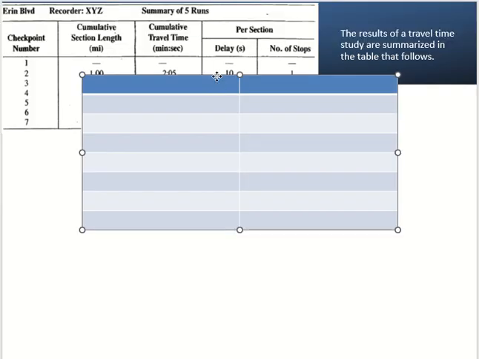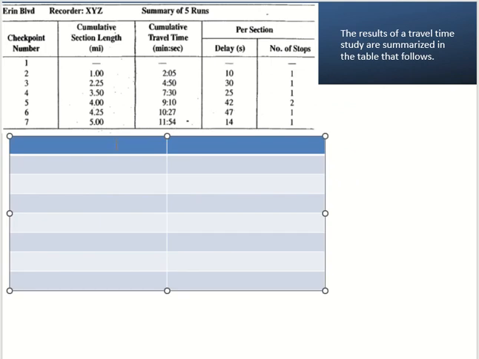So sections 1 to 2, 2 to 3, 3 to 4, 4 to 5, 5 to 6, 6 to 7.